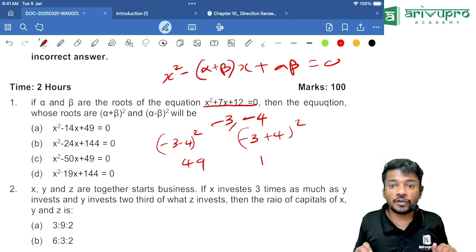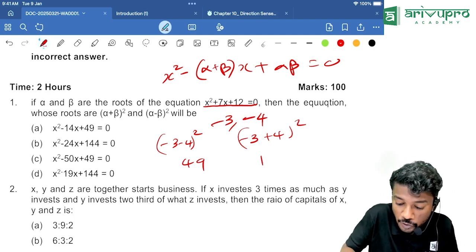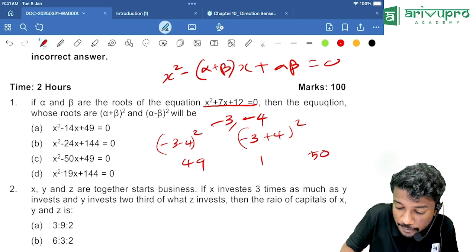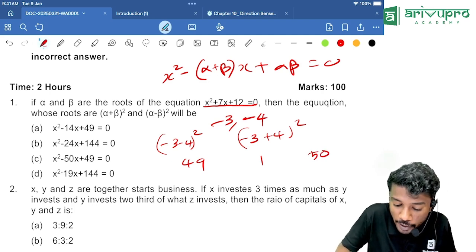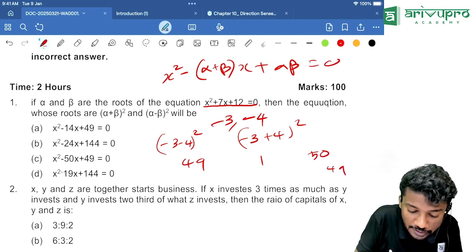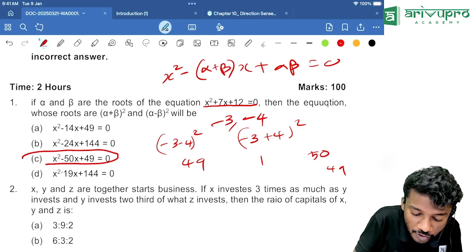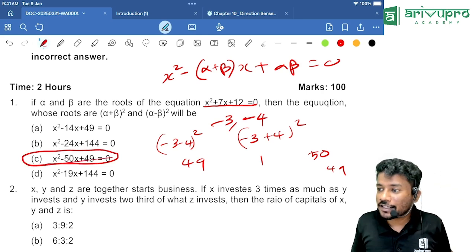Which of the quadratic equations will be that? The sum should be 50 and the product should be 49. Look at the quadratic equation. Option C. Are you getting the tip?